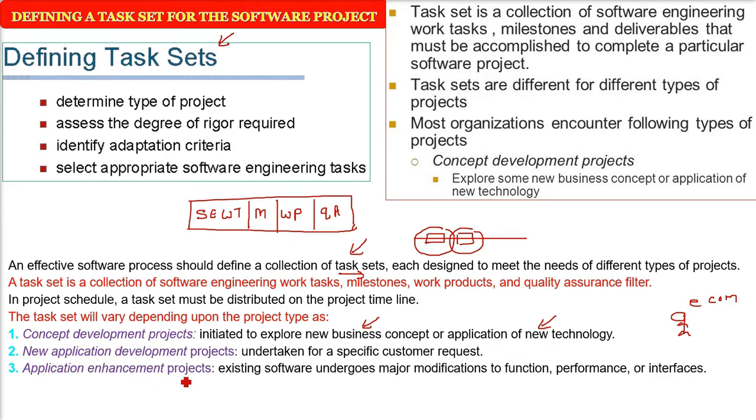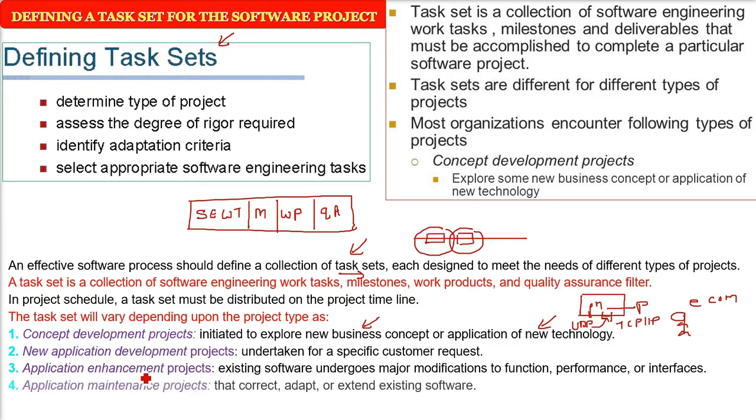Another type is application enhancement projects. Now there are certain software projects which are already there, and they may undergo certain major modifications in terms of function, in terms of performance, in terms of different interfaces to be opened and connected. So for example, UDP can be changed to TCP/IP, like this. Application maintenance projects start when we need to correct, adapt, or extend already existing software. So correction, adaptation, and extension come under the maintenance projects.